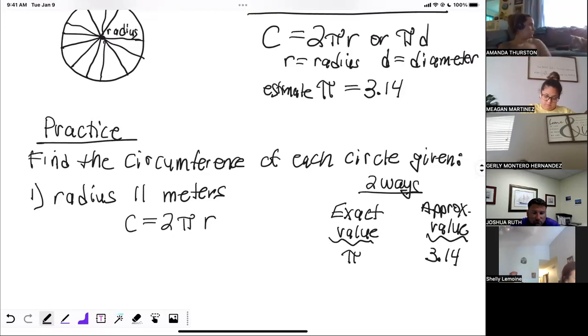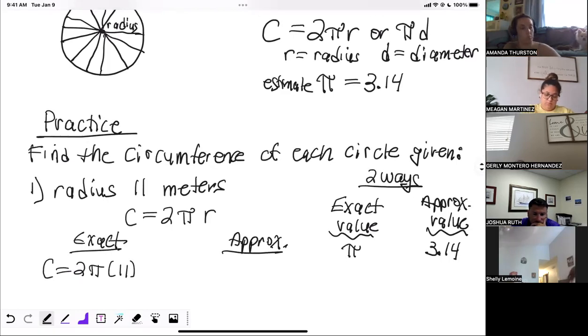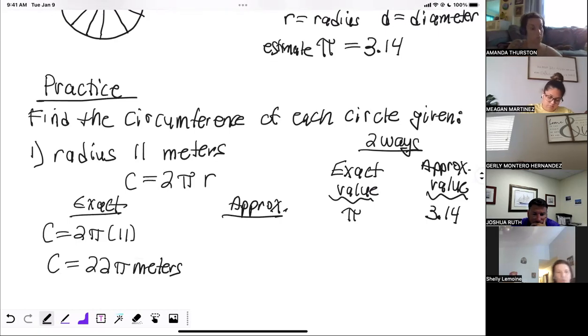Okay, so circumference is equal to 2 pi r. I'm just going to put exact here and approximate here because we're going to do both. So exact, c is equal to 2 pi, my r is 11. Now for exact, I keep pi just the way it is. So c is equal to 22 pi meters. That's what exact means. I just leave pi in my answer. So all I'm going to do is multiply my numbers and leave pi. That's an exact answer.